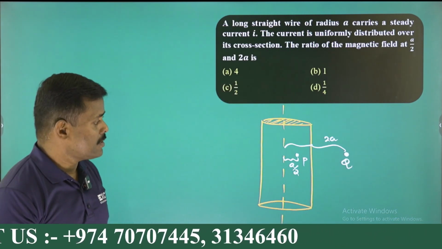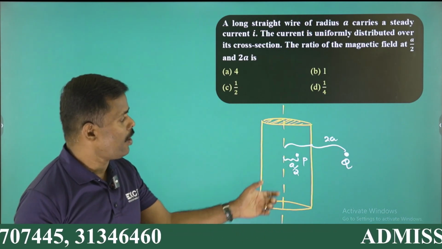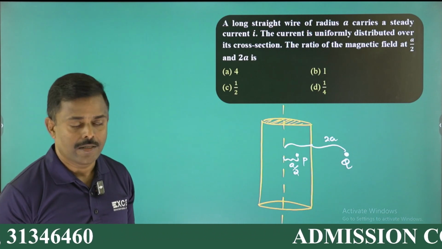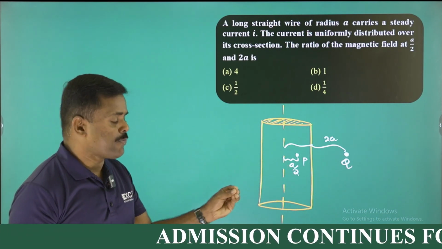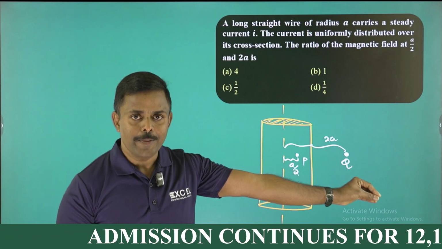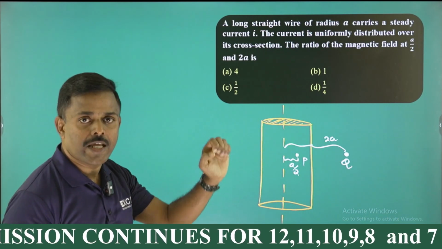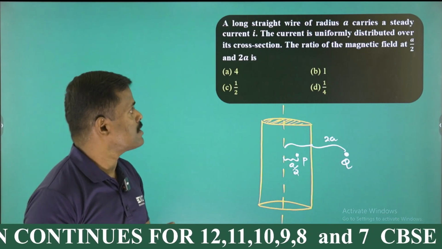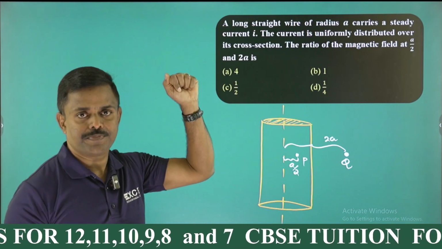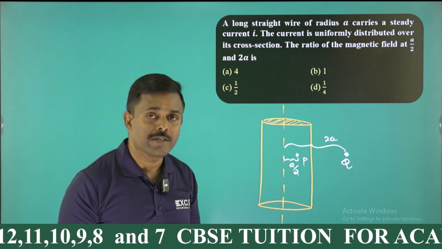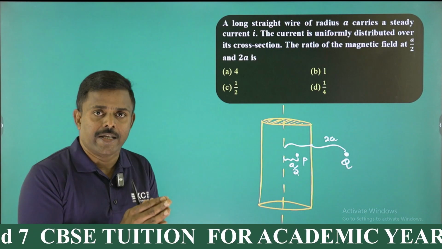So I repeat one more time. We have a current carrying conductor. This is a long current carrying conductor. And we have an inside point for the conductor as well as an outside point. In this question, they are asking you to find the ratio of magnetic fields at 2 points. One is A by 2, second is 2A. A by 2 is the inside point, 2A is the outside point. Actually it is solved in the reader.